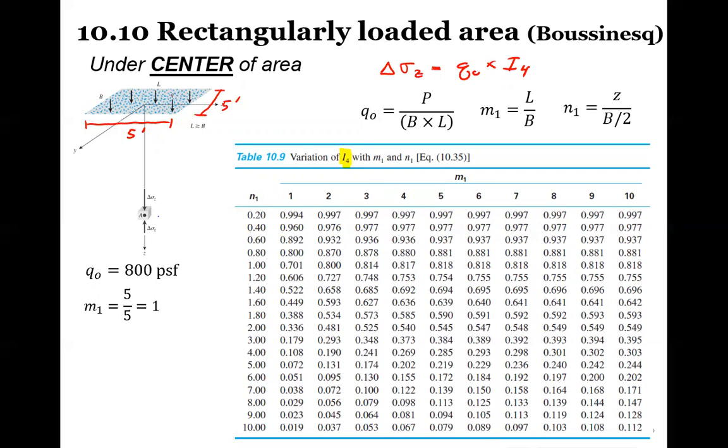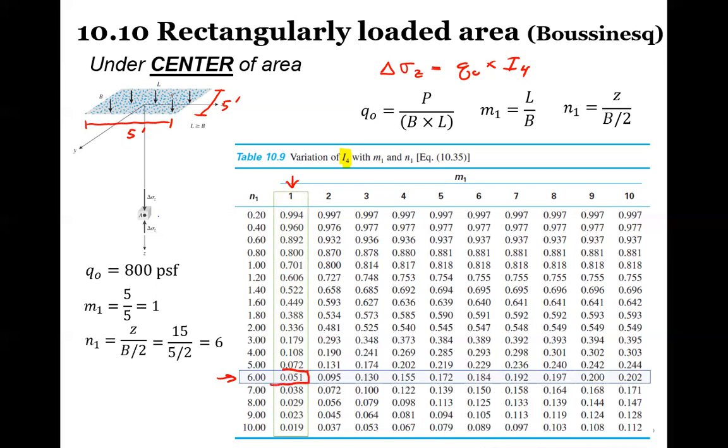So for that, M1 is L divided by B. And then N1 is Z, so 15 feet, which is equal to 6. So we can find our M1 here, and then N1, 6 is here. Wherever these intersect, this will be our influence factor. So our I4 equals 0.051.